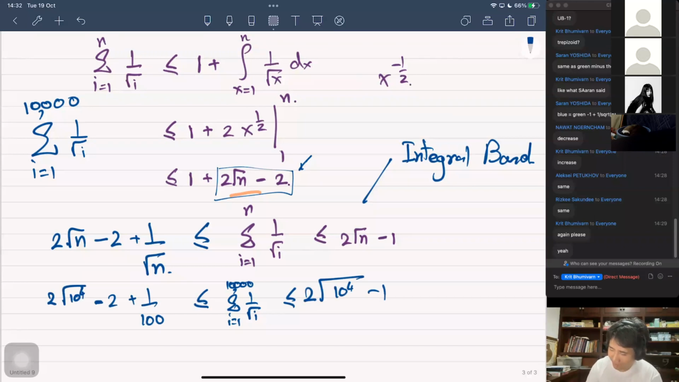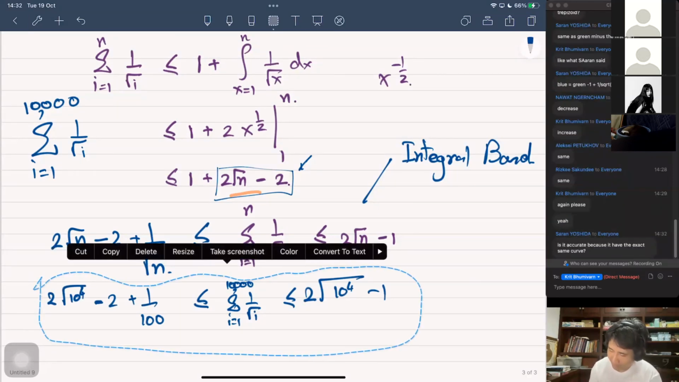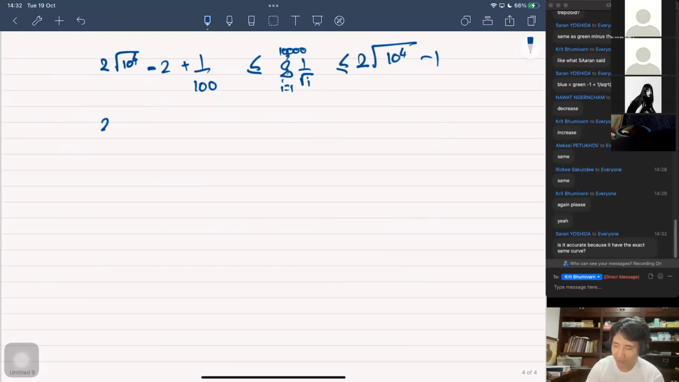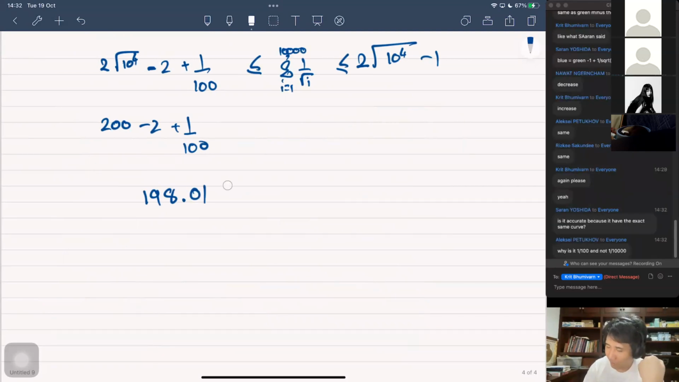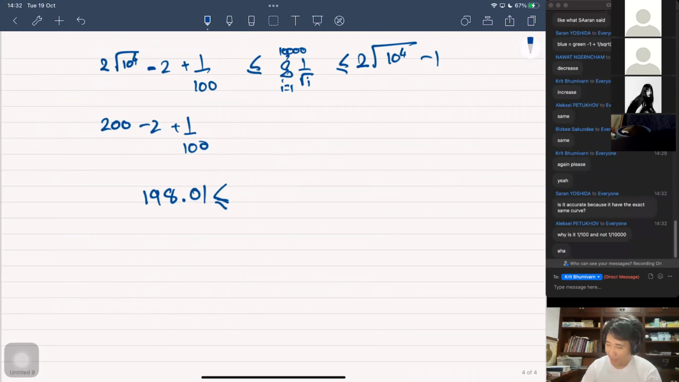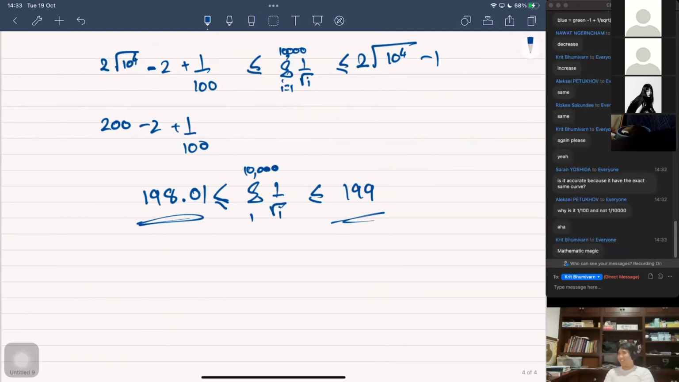Okay, so that's good. Let me calculate the number for you real quick because this one is easy enough. So this is 200 minus 2 plus 1 over 100, which is 198.01. And the upper bound has 1 over square root 10,000, which is 1 over 100. And this is our sum from 1 to 10,000, less than or equal to 200 minus 1, 199. Not bad, right? If you think about this, you can tell it up to a really good accuracy.